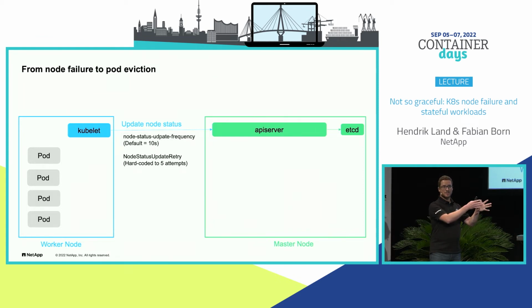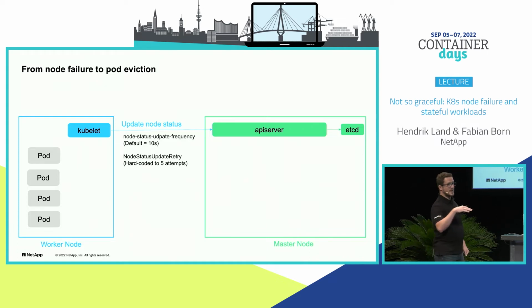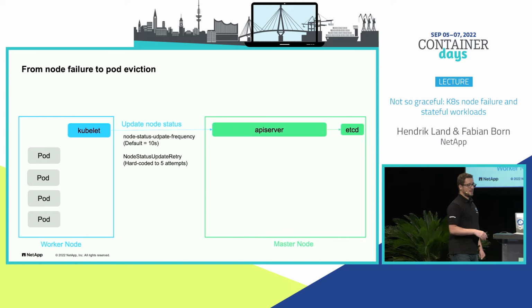It checks its own status, which might take a little while, right? And then it posts that to the API server. API server persists that into etcd. In case that fails, it has a retry, node status update retry, which is hard-coded to 5 attempts. So if there's like a network outage or something, it will retry 5 more times.